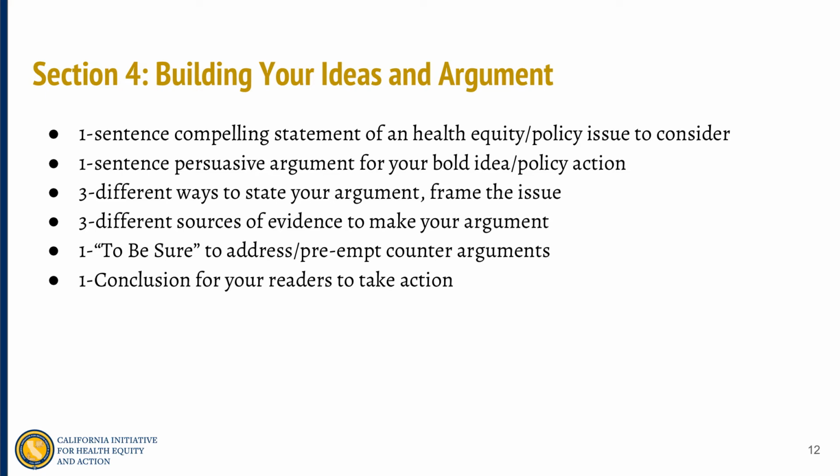Next are three different ways that you state your argument to frame the issue. Here, you want to say the same thing in three different ways. Related, you want to consider three sources of evidence to make your argument. For example, you can include a personal account or story, a statistic, and a historical reference related to your issue and position. Next, you may want to include at least one to be sure to address and preempt any counterarguments to your position. Finally, you can conclude with one sentence that describes a specific action for your reader to take.